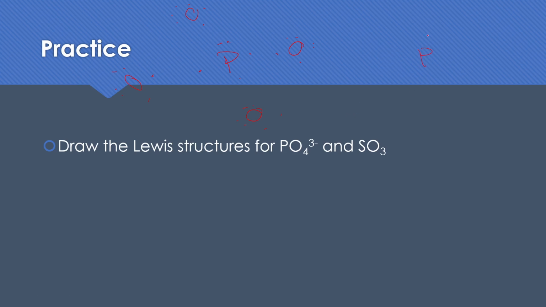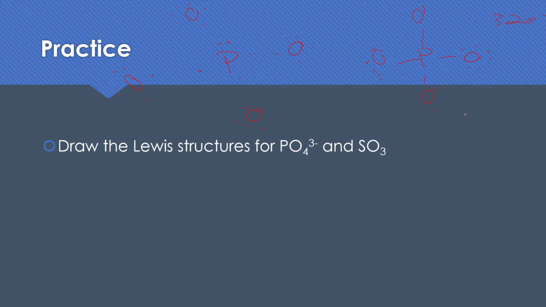So we would go phosphorus, oxygen, oxygen, oxygen, oxygen. Phosphorus is 5, plus 4 sixes. 6 times 4 is 24, plus 5 is 29, plus 3, because it's -3, is a total of 32 electrons I have. So we go 2, 4, 6, 8, 10, 12, 14, 16, 18, 20, 22, 24, 26, 28, 30, 32.